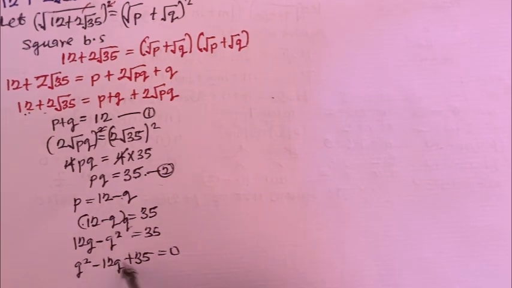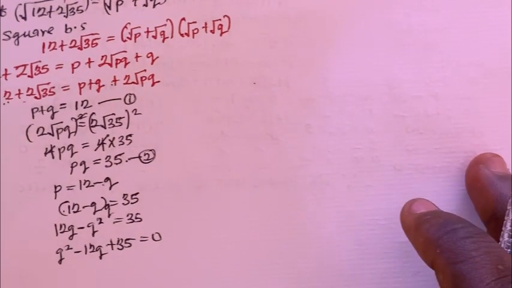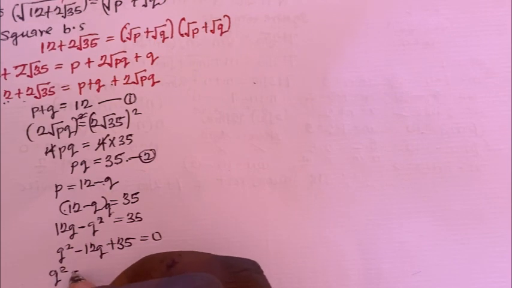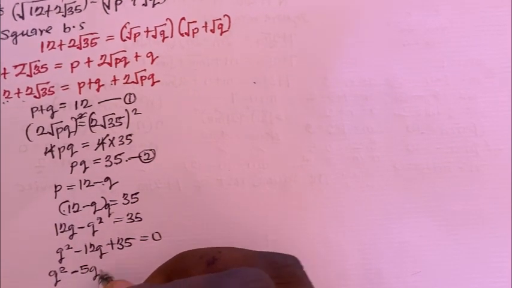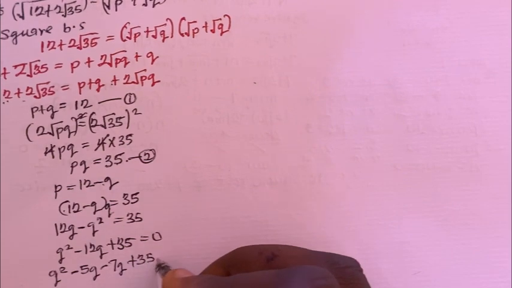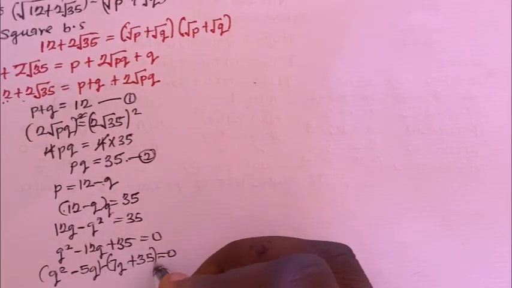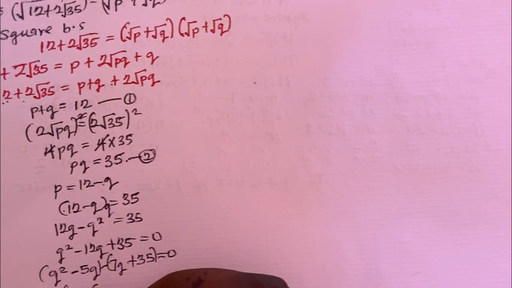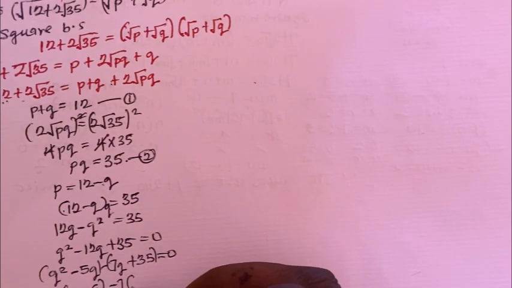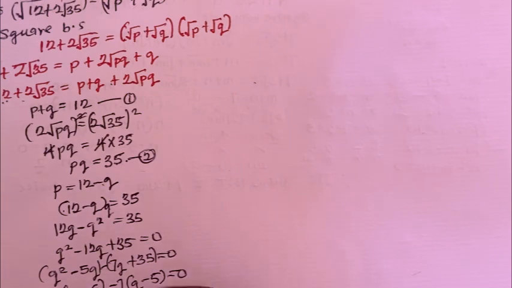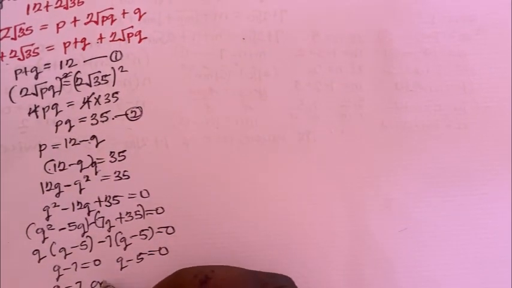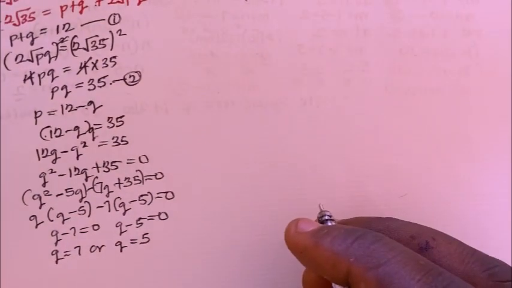The next thing is that we're going to solve this. If you want to solve it using the factorization method, you can use 5 and 7. So here we have q squared minus 5q minus 7q plus 35 equals 0. Let's go ahead and factorize it. Factorizing this expression, we have q in brackets q minus 5, followed by minus 7 in brackets q minus 5, equals 0. In this case, we have q minus 7 equals 0 and q minus 5 equals 0. So here q equals 7 or q equals 5 exactly. So that's just it.